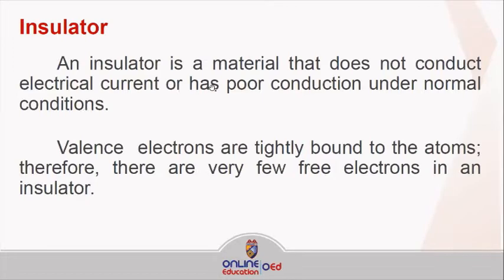Okay, sa insulator, kasi ito yung material na hindi siya nagko-conduct ng electrical current or has a poor conduction under a normal condition. Since meron siyang condition na to, ginagamit natin usually ito para sa mga safety purposes sa mga electric or sa mga kuryente para hindi ka basta-basta makuryente. Then valence electrons are tightly bound to the atoms.